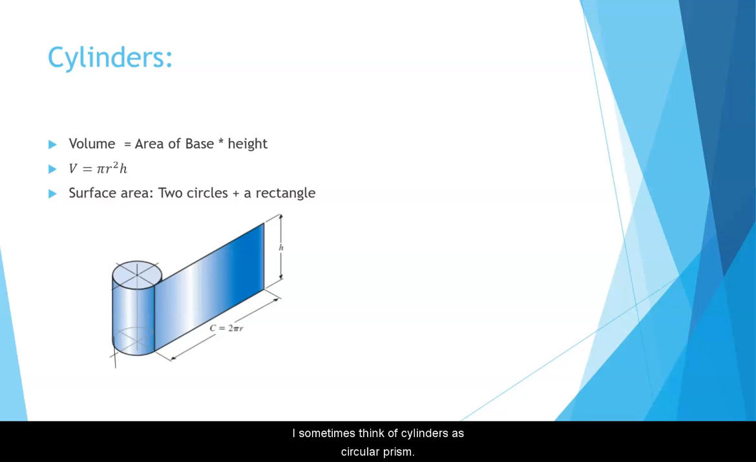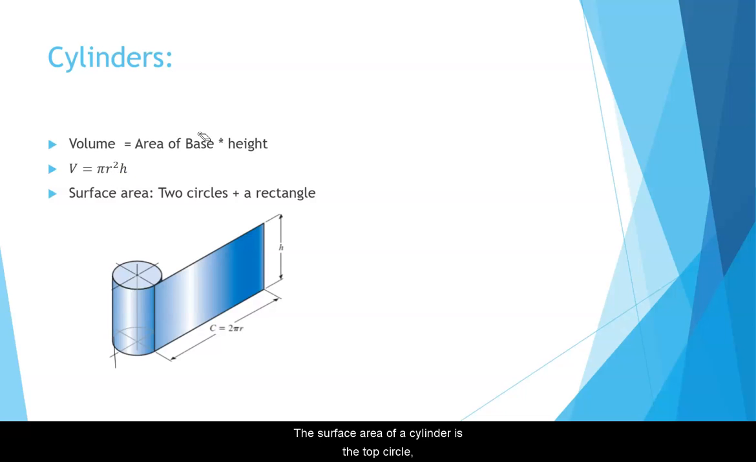I sometimes think of cylinders as circular prisms. So just like a prism where the volume is the area of the base times the height, that same relationship is true with the volume of a cylinder. It's the area of the base, which is pi r squared, times the height.